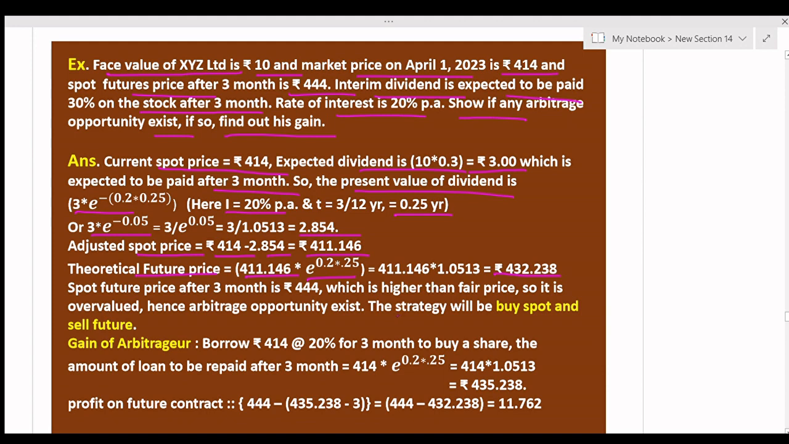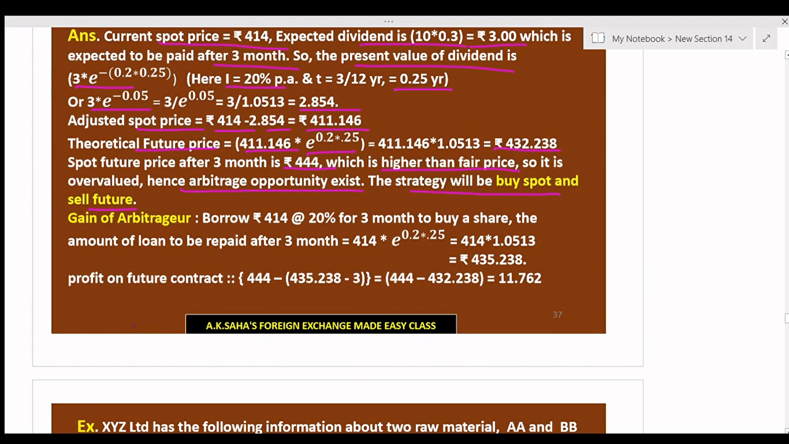That comes to 432.238. Now you compare it with the spot future price, rupees 414, and this price is higher than the fair price, so it is overvalued. Hence, an arbitrage opportunity exists. The strategy will be buy spot and sell future. Now you can find out the gain of the arbitrageur.